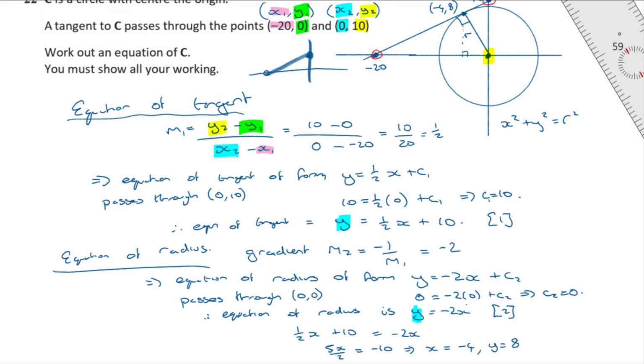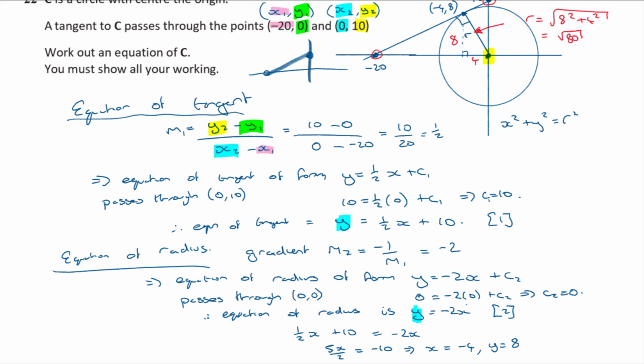Okay, so what is the length of r then? I think we're getting close now. So I'm going to use the fact that this one here must be 4 and that must be 8. And I'm going to use Pythagoras theorem in this triangle to work out what the radius is. So r is equal to 8 squared plus 4 squared, all square rooted, using Pythagoras theorem. So 8 squared is 64, 4 squared is 16, 64 plus 16 is 80. So that's root 80.